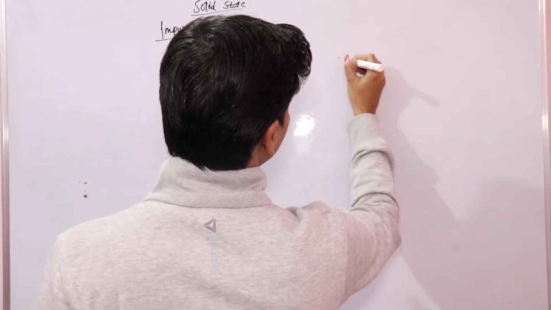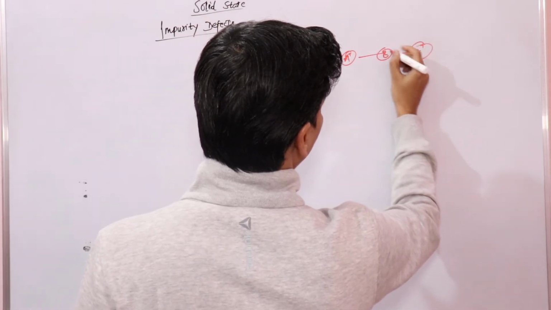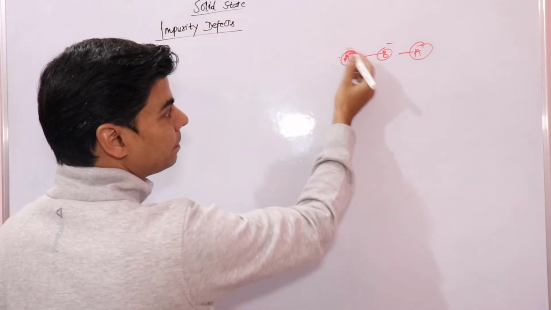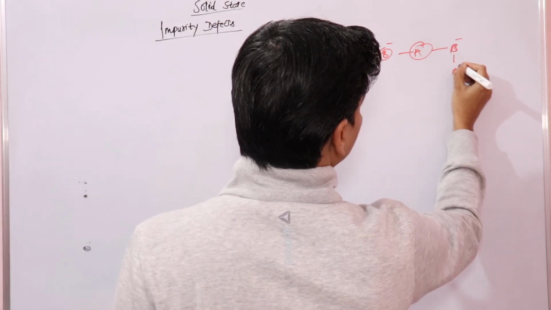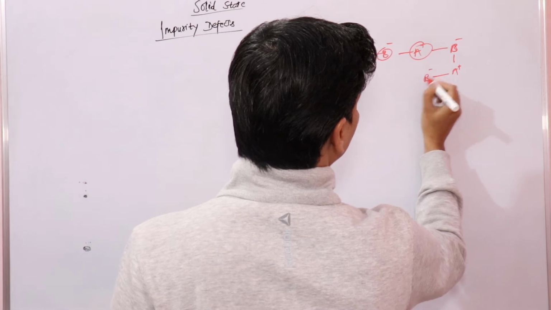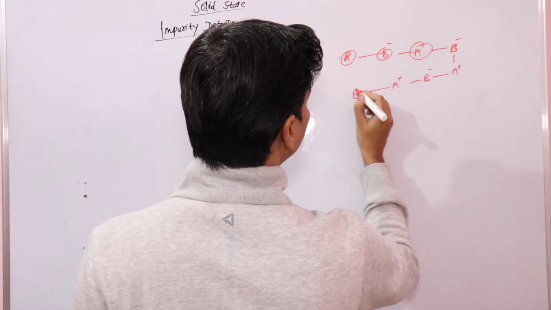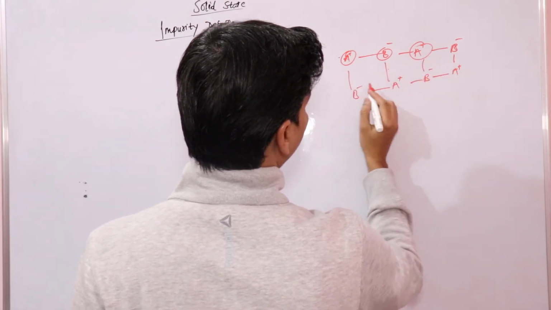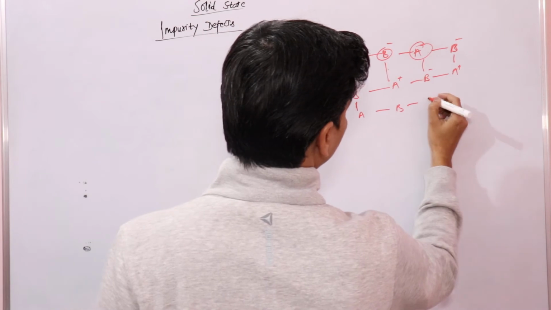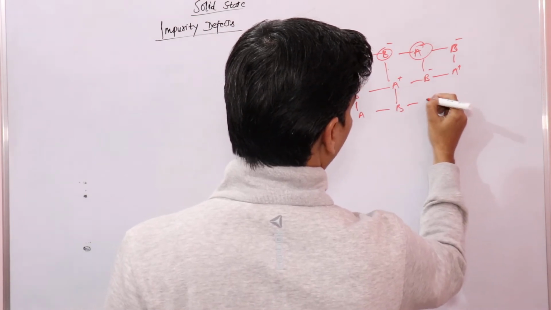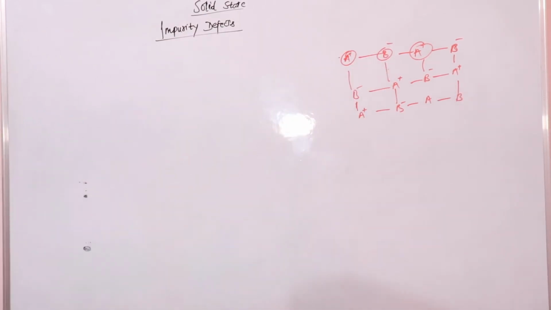Suppose this is a crystal lattice, a crystal lattice made up of A and B. A represents a cation, B represents an anion. So this is A plus, and that is B minus. Let's connect these. Similarly, we have A, then B, then A, then again B. Suppose this is the crystal lattice.